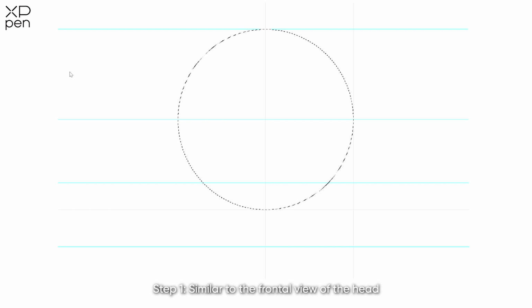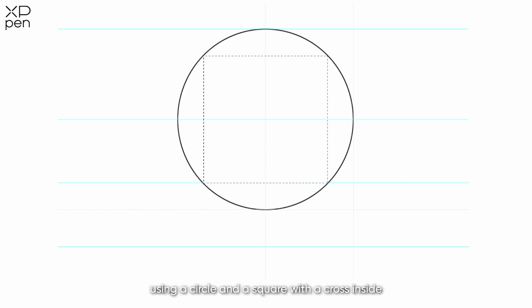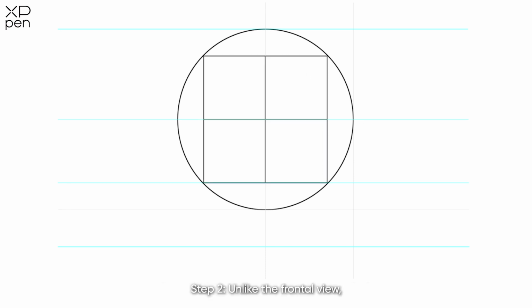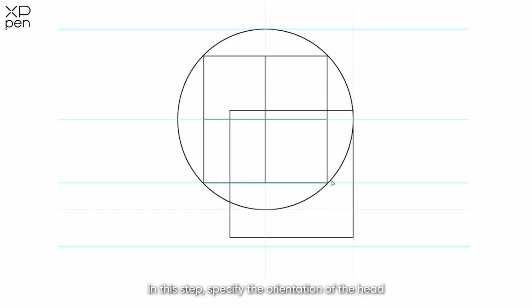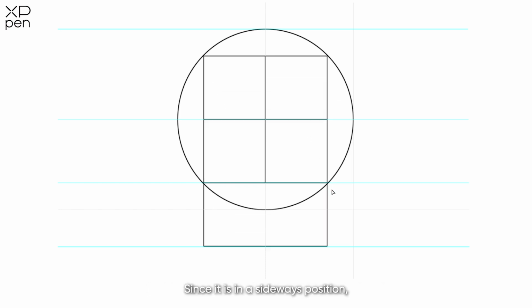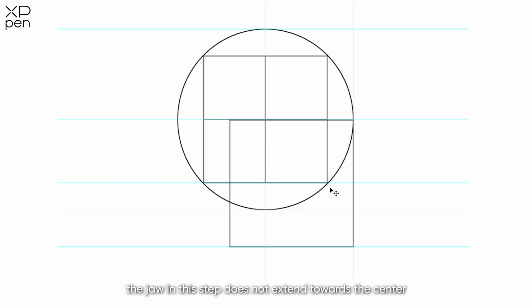2. Profile view. Step 1. Similar to the frontal view of the head, start by creating the overall shape of the head using a circle and a square with a cross inside. Step 2. Unlike the frontal view, in this step, specify the orientation of the head. Since it is in a sideways position, the jaw in this step does not extend towards the center but rather extends to the right. The length of the extension remains equal to the side length of the small square.